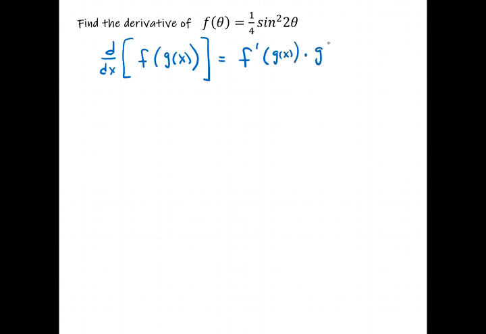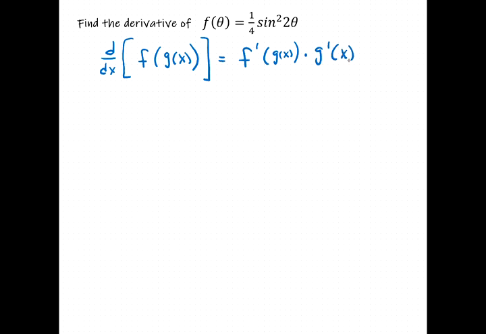And the chain rule says that the derivative of f of g of x, the derivative of a composition of two functions, is equal to the derivative of the outer function f evaluated at the inner function times the derivative of the inner function.